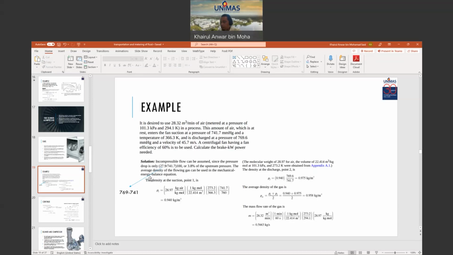So to use the mechanical energy balance equation, you need to find a few terms like rho 1, which is the density at suction point 1, and rho 2, the density at discharge point 2. Then the average density and the flow rate of the gas. To start with rho 1, 28.97 kilogram air per kilogram mole is the molecular weight of air from appendix A1. You may refer to Geankoplis's book.